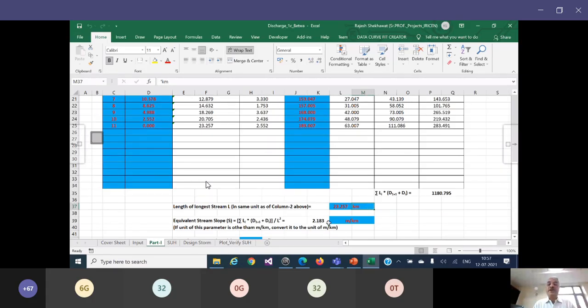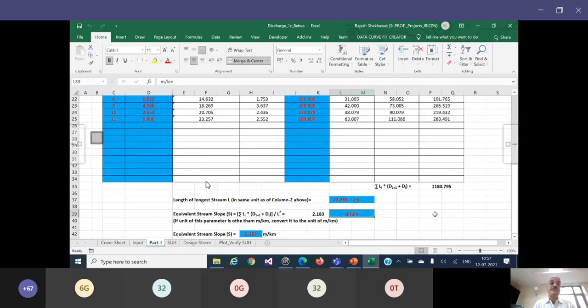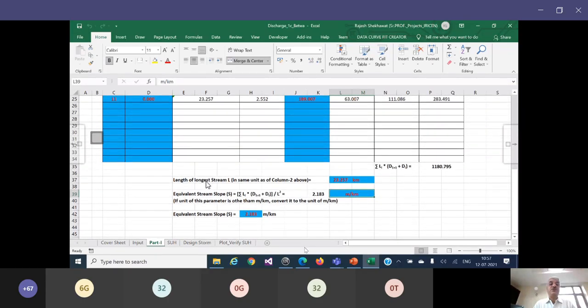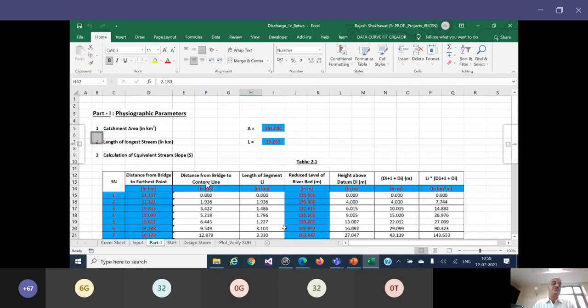Then you calculate equivalent slope. Let us say it had been in foot and mile, like the original CWC report, it is in feet and mile incidentally. So this will come as feet per mile, S comes automatically, and then you convert it by whatever factor and get S, the equivalent stream slope, which is 2.183. So in this spreadsheet, it takes only a few minutes, not more than that, and you will be able to calculate this.